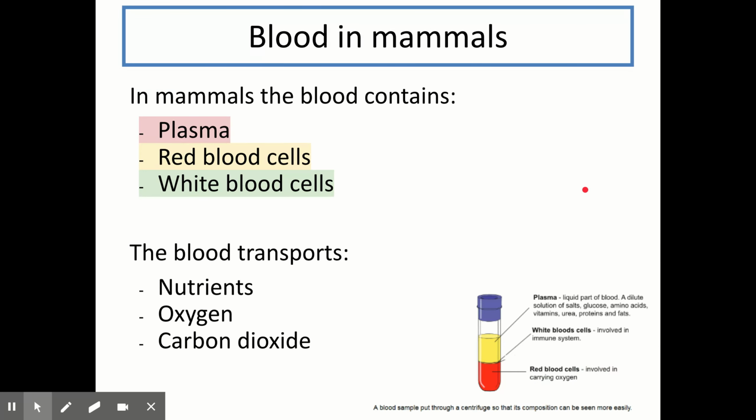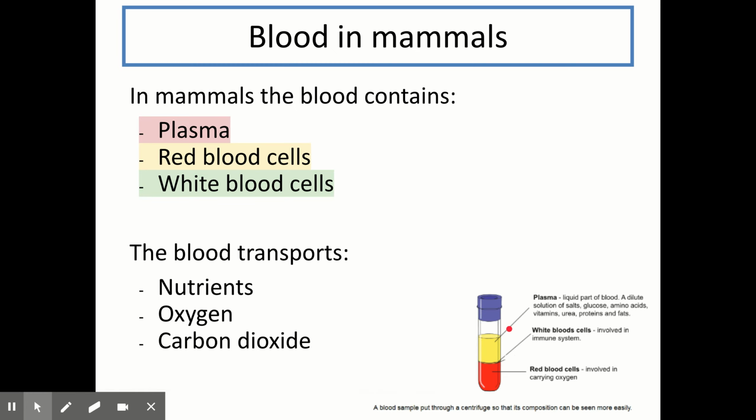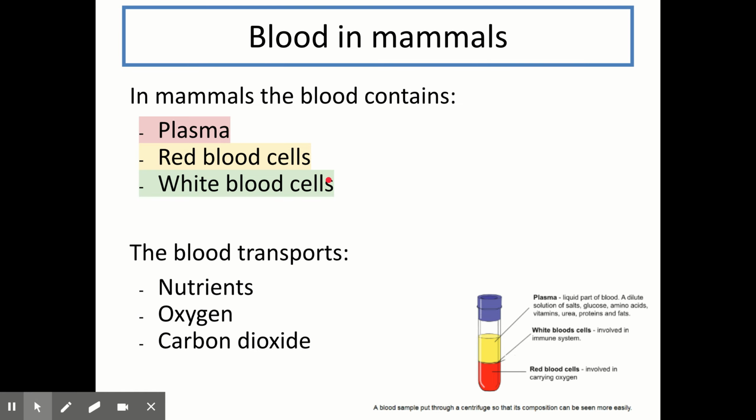So in mammals like us, the blood contains three parts. The first part is the plasma, which is the liquid part of the blood, and it's this yellow part that you see down here. This is just a representation of what blood would look like if you separated out its component parts, with the liquid plasma sitting on top and the other two parts of the blood at the bottom. Suspended in mammalian blood, you'll also find two types of blood cells, red blood cells and white blood cells. So that's the three parts of the blood in mammals: plasma, red blood cells, white blood cells.